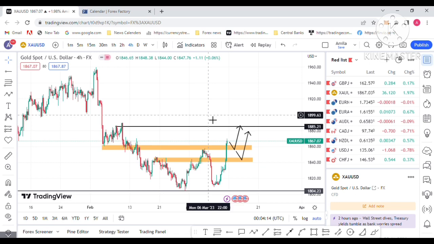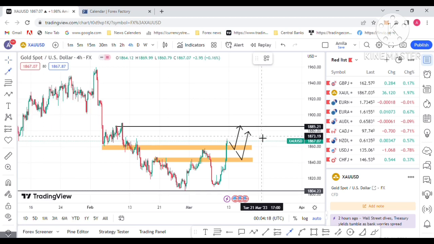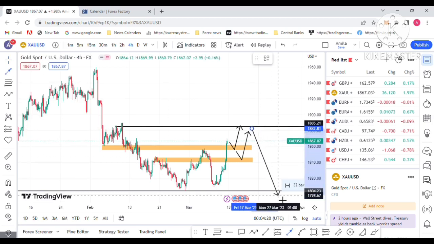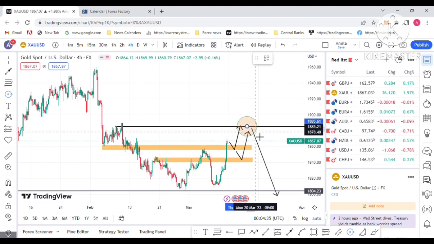That's the technical picture I have, and I am forecasting like this. You should forecast the 1880 to 1885 levels for a gold sell. This zone, the target area 1880 to 1885, is for your sell trade, and with the CPI data you should forecast for the gold sell trade.